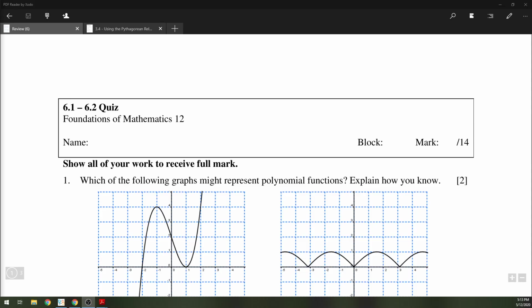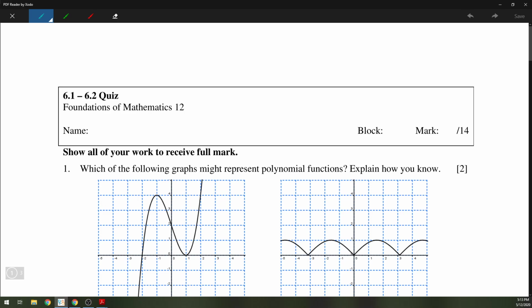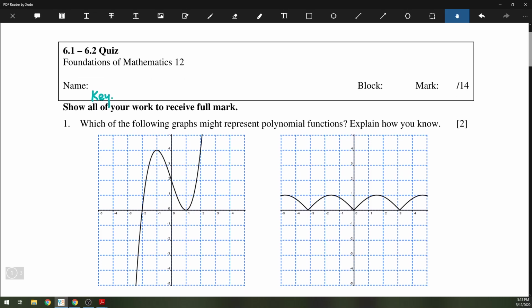Hello everyone. So today we're going to go over the Chapter 6 review. As you can see here, this used to be an old quiz. So we're going to make an answer key for this quiz today. All right, so let's look at some questions.